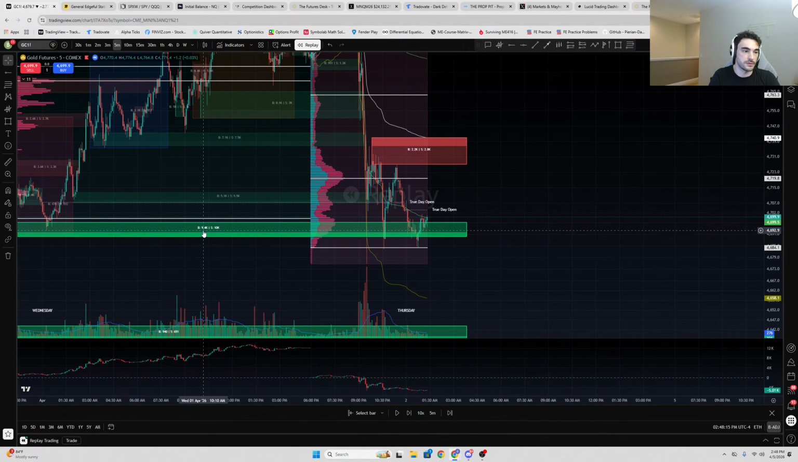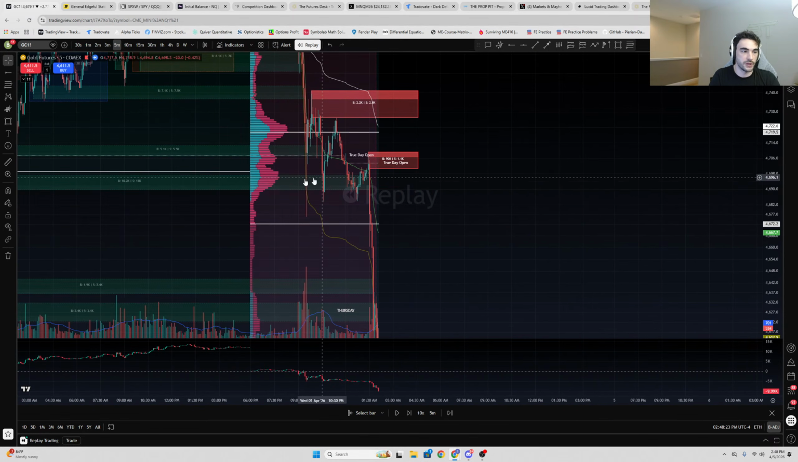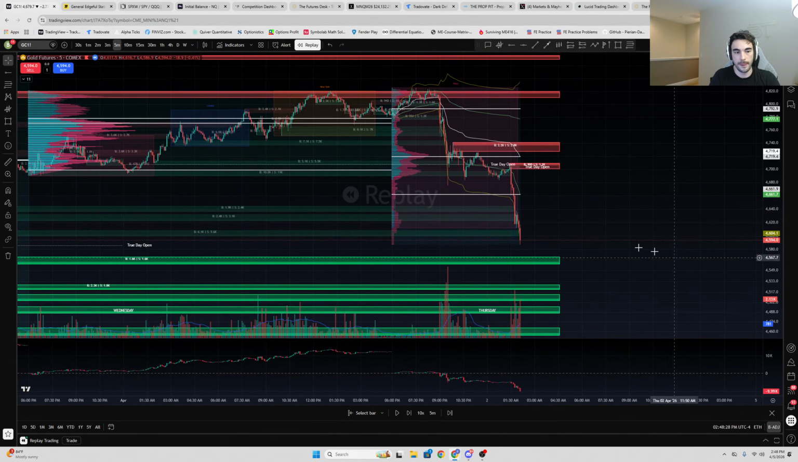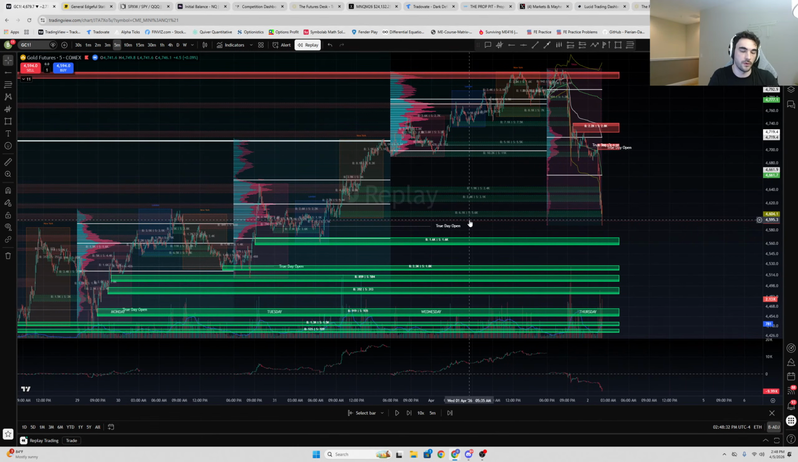Here, there's 9.4K buyers and 10K sellers. So this is sellers getting absorbed down in this region, which they initially got absorbed and then they shoved through it. So, some zones are better than others. I'm mostly looking for aggressive buy zones or aggressive sell zones.